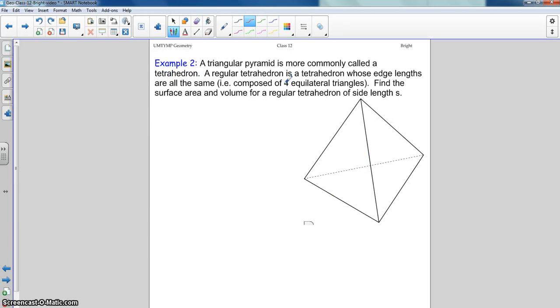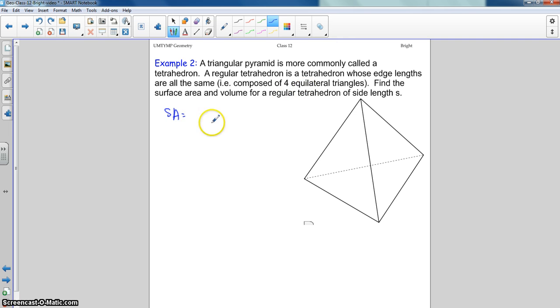Example 2. We're going to talk about a triangular pyramid, which we call a tetrahedron, and specifically we're going to talk about a regular tetrahedron, which is when all edge lengths are the same. So it's composed of 4 equilateral triangles. So we want to find the formula for the surface area and volume for a regular tetrahedron. So surface area, I think, is the easier place to start at.